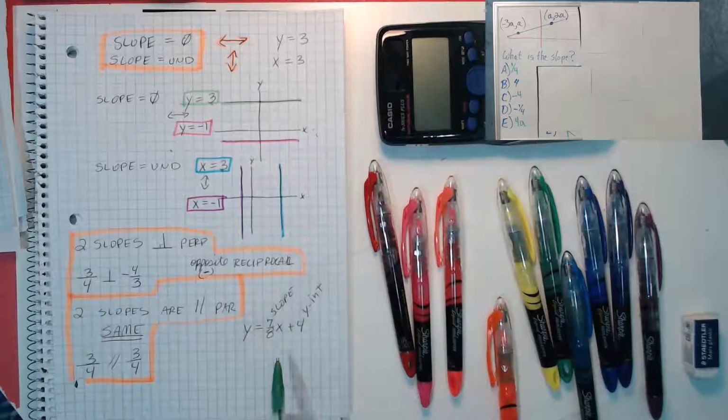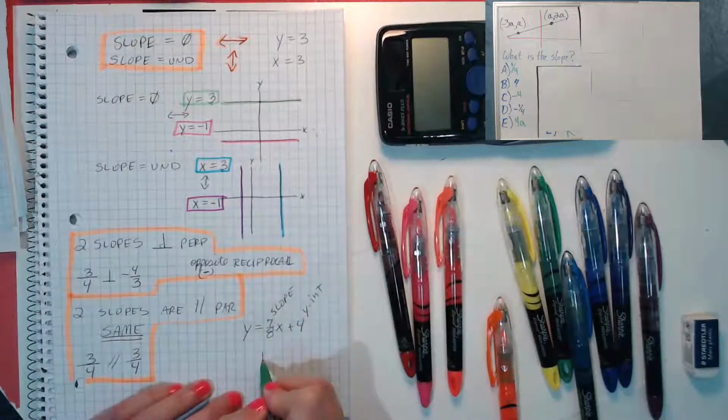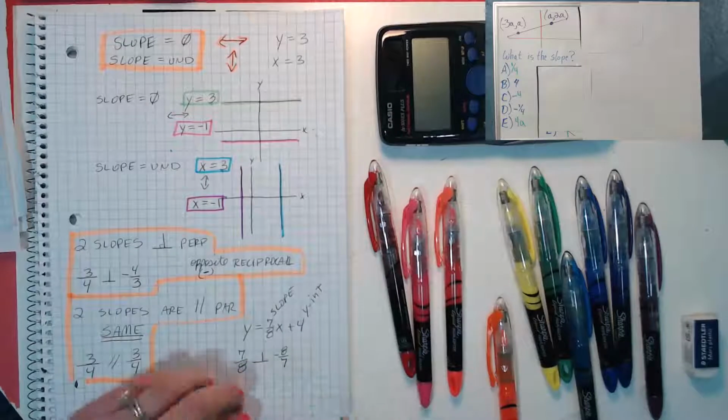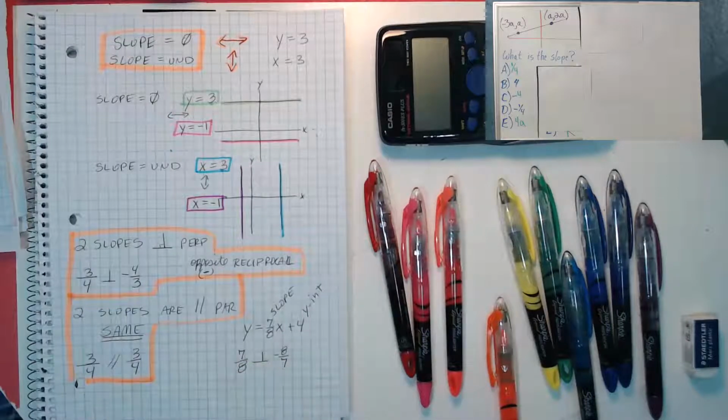So what would be the perpendicular slope, or what's the slope of a line perpendicular to this line? -8/7. -8/7, correct. Those are going to be some quick ways to look at stuff.